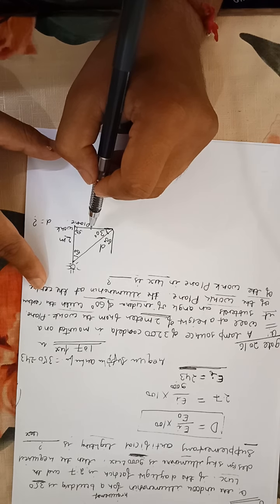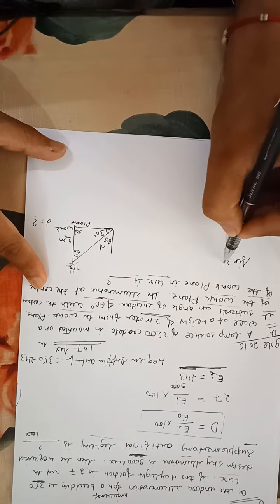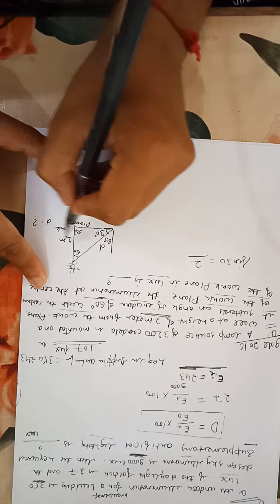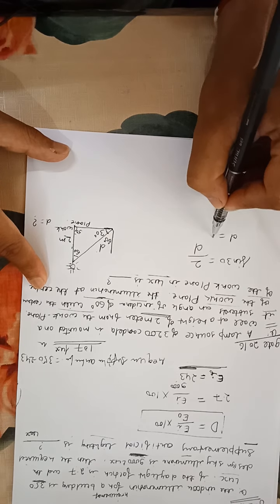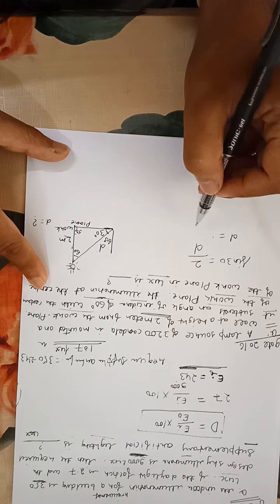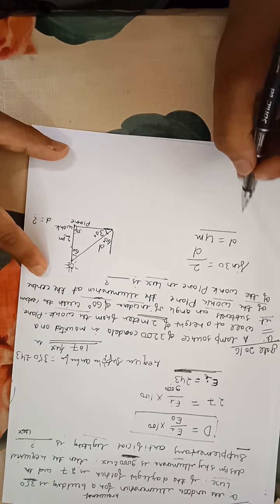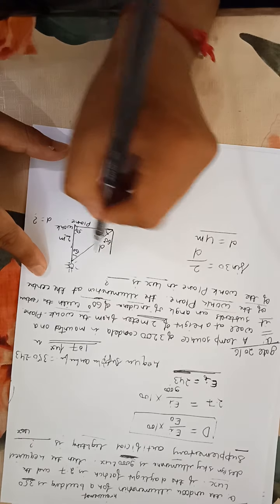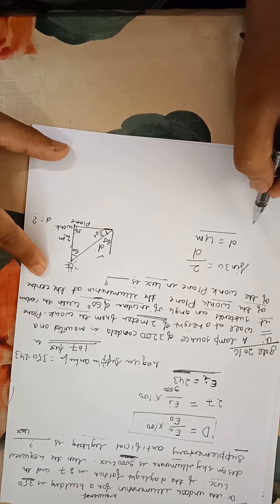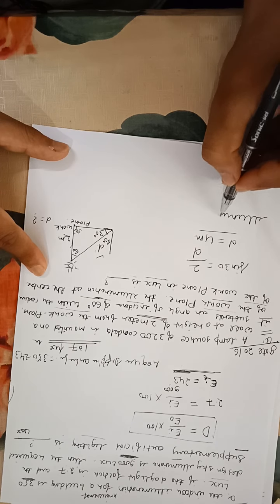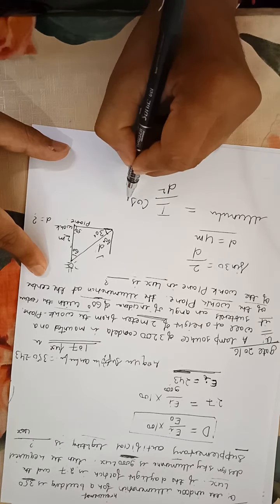Now we have to calculate this d here. So we know sine 30 degree is equal to perpendicular by hypotenuse, 2 by d, then d is equal to 2 by sine 30 degree, 1 by 2, d is equal to 4 meter. Okay, now d we have calculated. Now we require the formula: illumination is equal to I by d square cos theta.